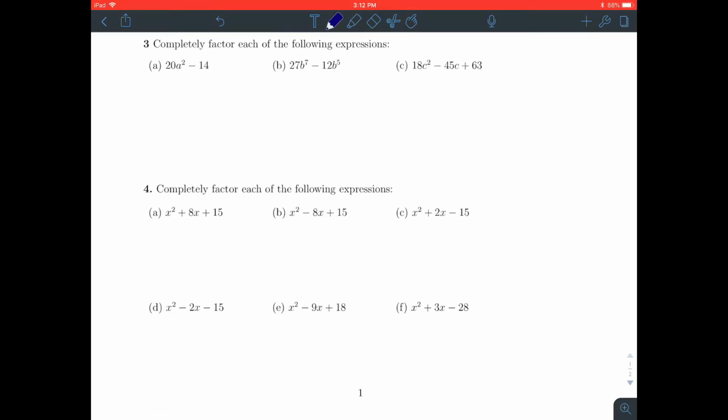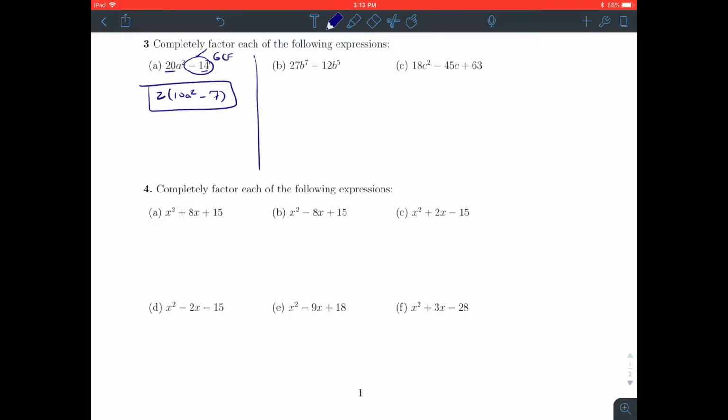Completely factor each of the following expressions. It looks like this is going to be a GCF problem, because we don't have that classic three-term setup like we do here. That three-term setup is an indicator of sum and product, but since we don't have it, we'll use GCF. 20 and 14 share only 2 in common. 2 times 10 is 20, a squared, minus 7: 2 times negative 7 is negative 14. Notice that we can't factor out any a's because this term didn't have any a's.